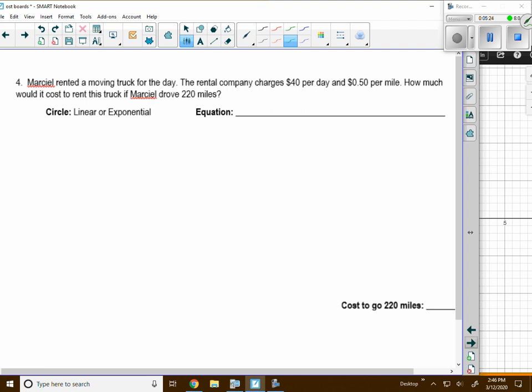Marcel rented a moving truck for the day. The rental company charges $40 per day and 50 cents per mile. How much would it cost to rent this truck if he drove 220 miles?